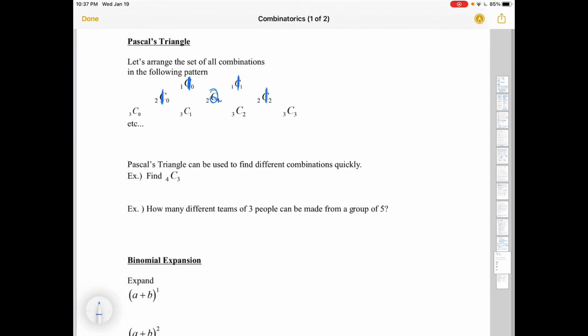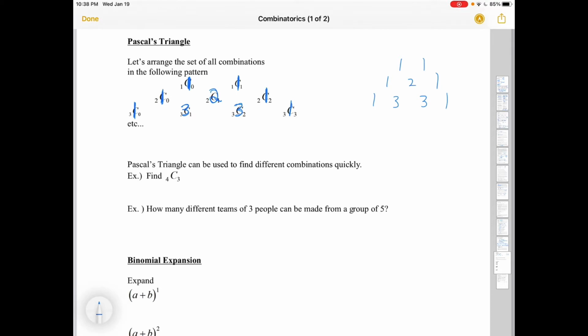And this will be 1. 3C0, there's one way that can happen. Or you could type this in. 3 choose 1. If you have 3 people, there are 3 ways you could choose one of them. There are 3 ways you could choose 2 of them, and so on. If I write this triangle, or this pattern, out, it looks like this. And there are some really nifty patterns in this.